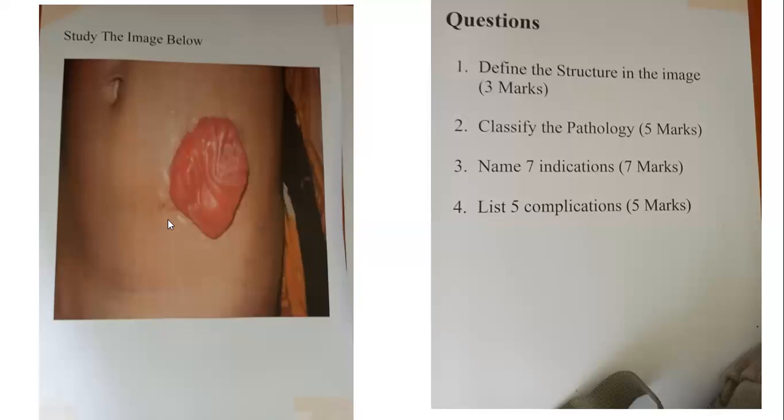ileostomy. If it is the stomach that was used to create the stoma, we call it gastrostomy. If it is the jejunum that was used to create the stoma, it's called a jejunostomy.